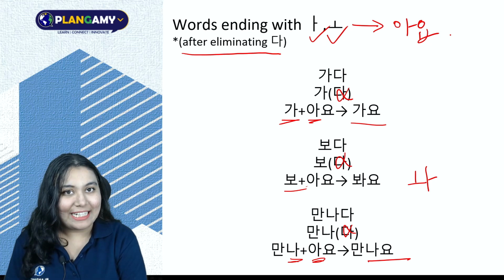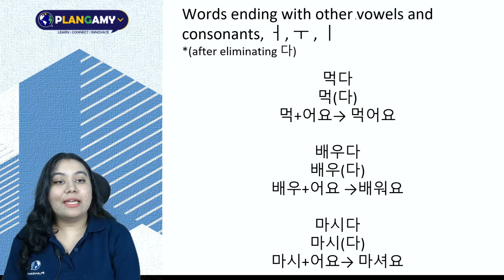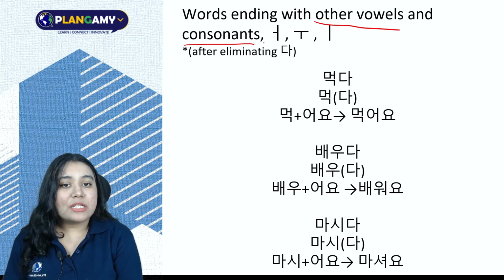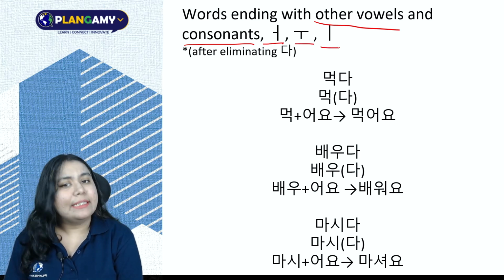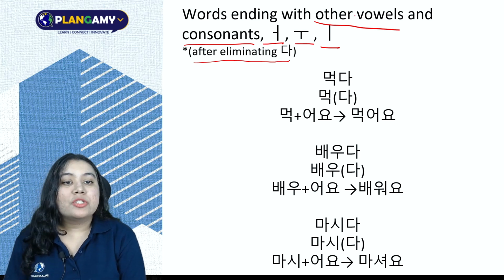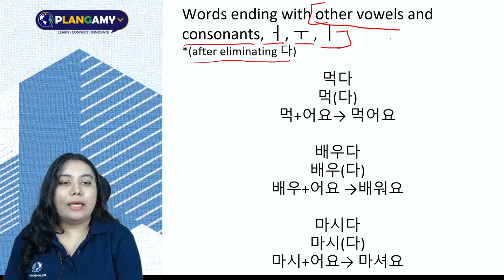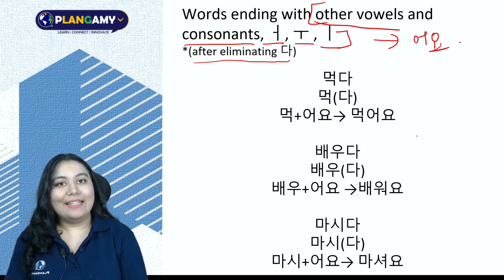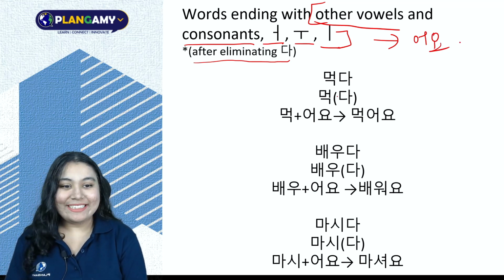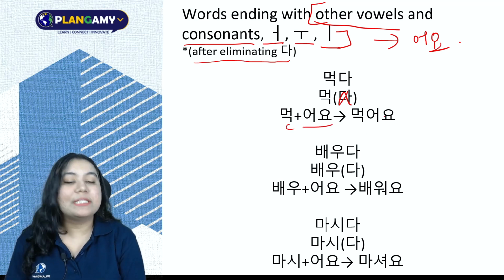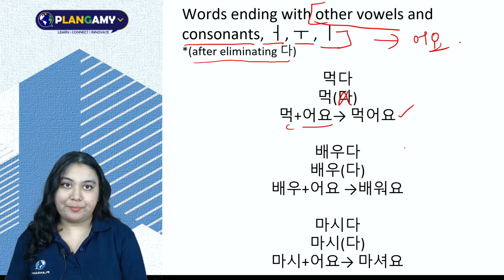Let's see the next category. We have words ending with other vowels than we just learned, consonants and especially o, u and e. But remember after eliminating dha. So in these cases, I'll add oyo to my word stem. Let's see. Mokta, to eat. I eliminate dha. I'm left with mog, consonant. So mog plus oyo, this becomes mogoyo.